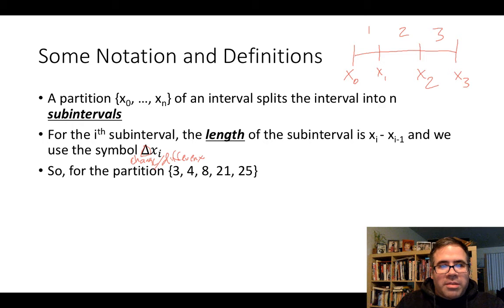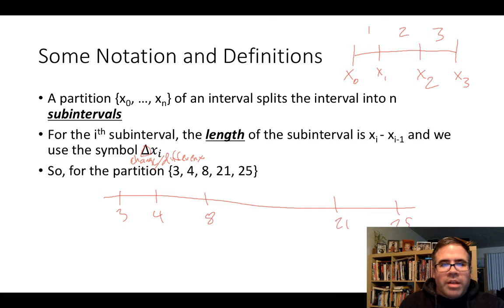So we've got our partition, 3, 4, 8, 21, 25. We lay these out on a number line: 3, 4, 8, 21, and 25. We can label these, if we want to use our x notation: our 3 is going to be x sub 0, this is going to be x sub 1, x sub 2, x sub 3, and x sub 4. We don't really need to label these almost ever, because what we're working with almost always isn't the actual partition values themselves, but the subintervals.